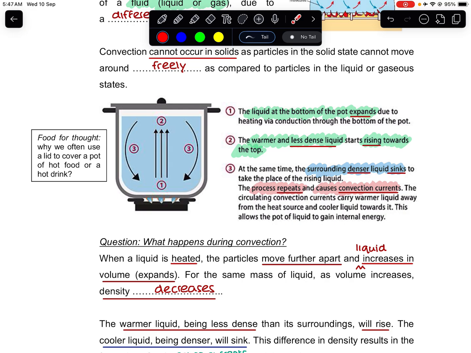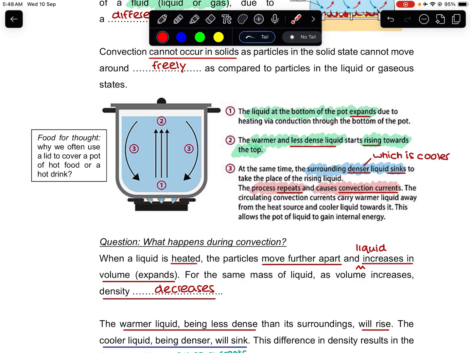Number two, once this starts to rise, the liquid at the top will have to go somewhere, and so it will go to the bottom and take the original position of the previously heated water. That will be highlighted in blue. The denser liquid, which is cooler, will sink and take the place of the previously heated water.